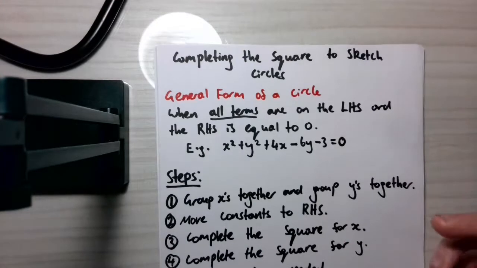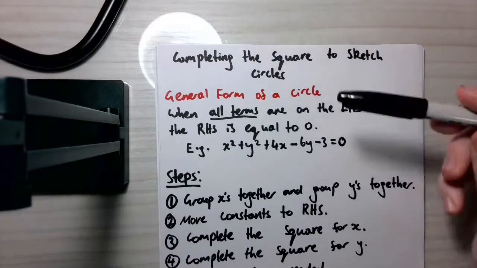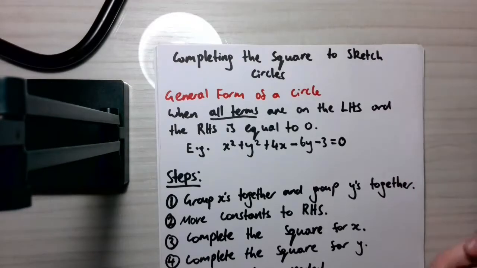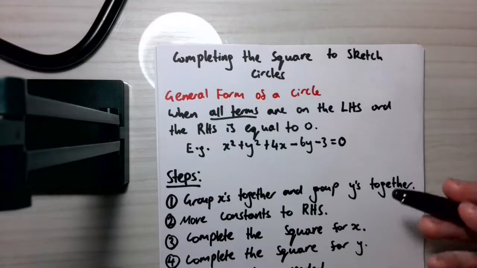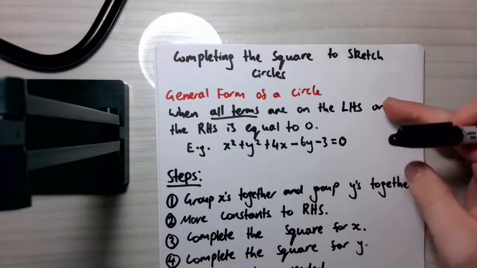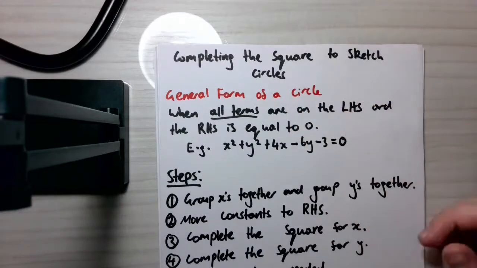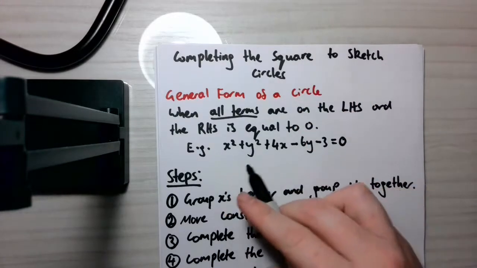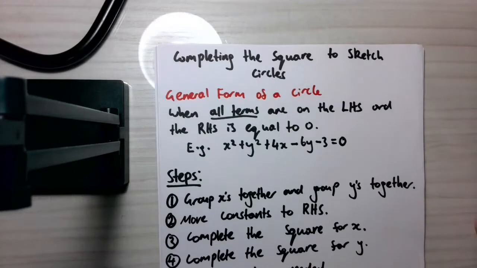But before we dive in, we just need to understand one thing first, and that is the general form of the circle. Quite often when you're given questions where you need to complete the square, you're given your equation of a circle in general form. That's when all terms are on the left-hand side of the equation, and the right-hand side is equal to 0. So much like this equation here: x squared plus y squared plus 4x minus 6y minus 3 equals 0.